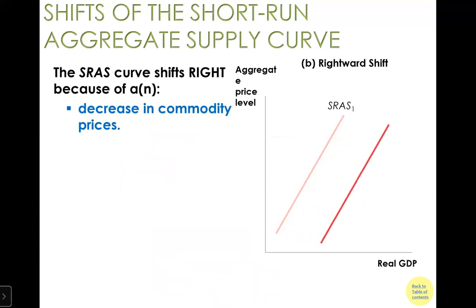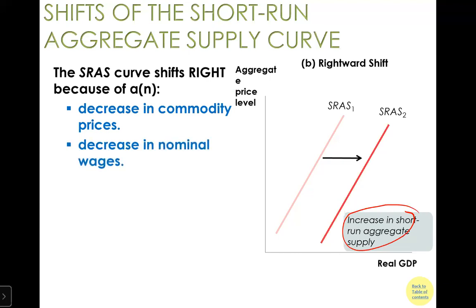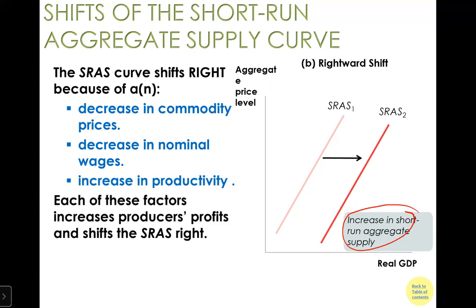So what can cause the curve to shift to the right, or what can cause an increase in short-run aggregate supply? First, a decrease in commodity price. For example, the price of oil declines. Second, a decrease in nominal wage. Or an increase in productivity.